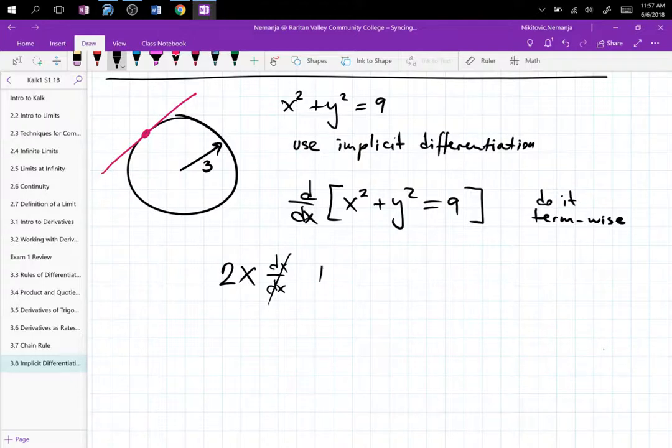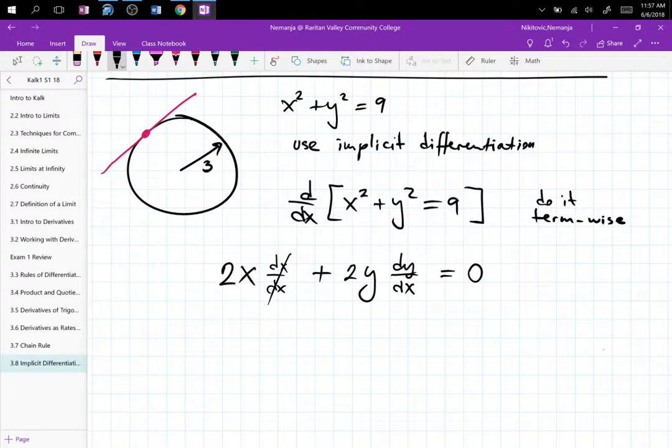What's the derivative of y squared? 2y. And then we have to write dy/dx. Very good. When you take the derivative of y with respect to x, you have to follow with the dy/dx. And what's the derivative of 9? 0. It's a constant. The derivative of a constant is 0. There it is. That's the derivative.